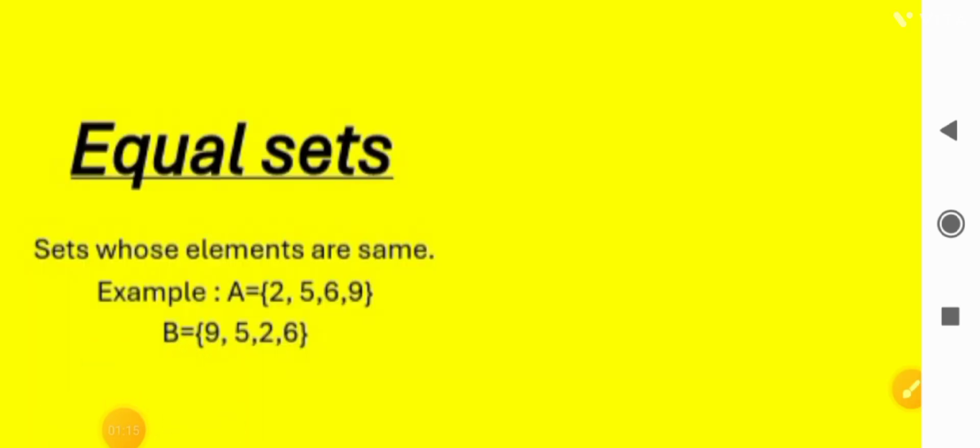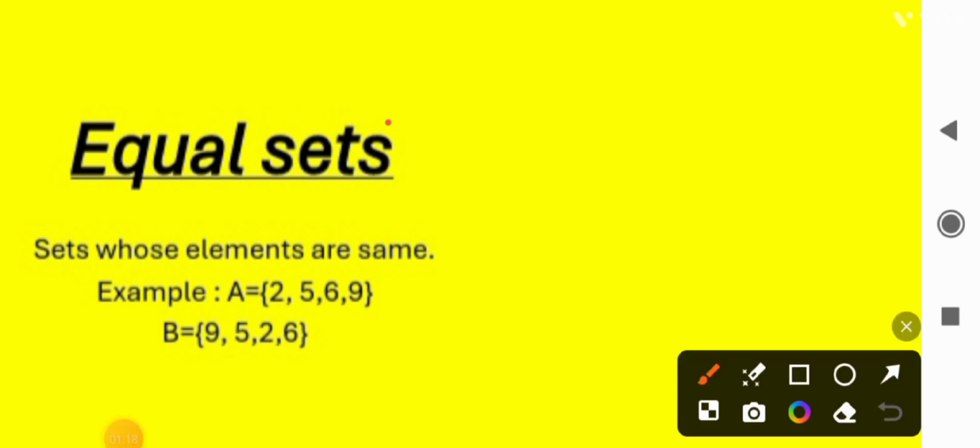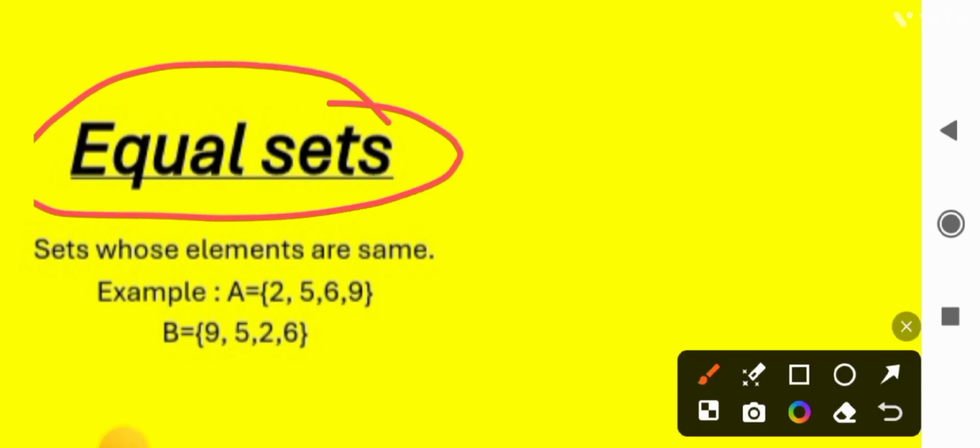After discussing singleton set, the next type of set that we are having is equal sets. As its name represents, equal means that they are actually equal to one another, and these are sets whose elements are the same. For example, let's take set A that is having elements 2, 5, 6 and 9. The next set B that we are having on our slide contains element 9 that is also present here, 5 that is also present in set A. The next one is element 2 that is also present in set A. The next one is element 6 that is also present in set A, as all the elements are the same.